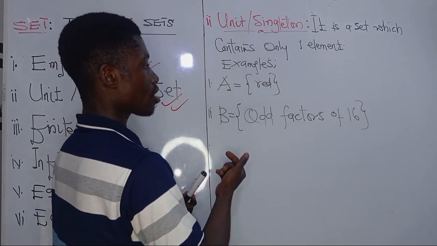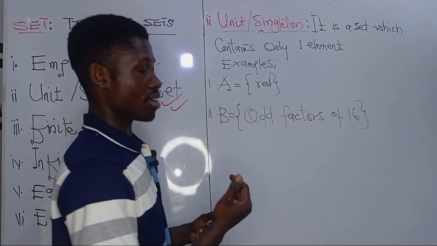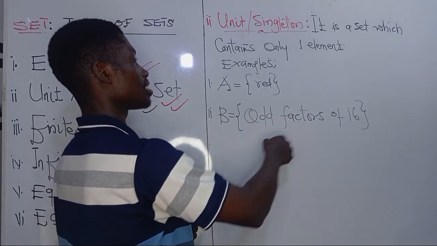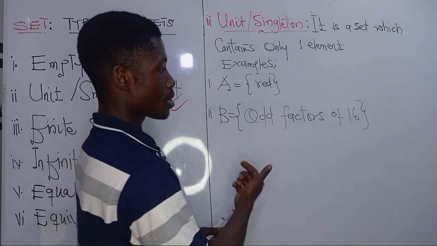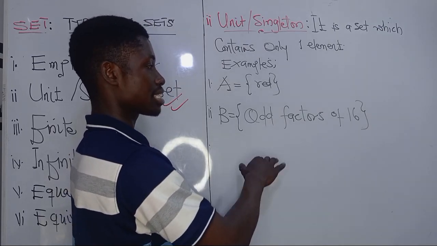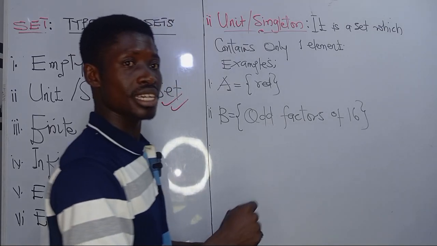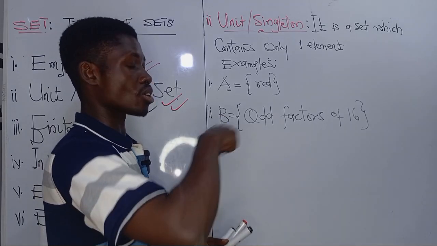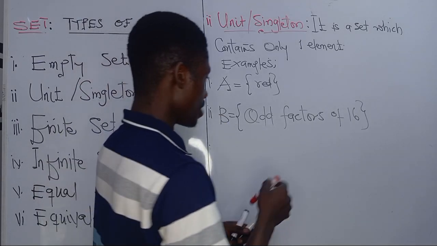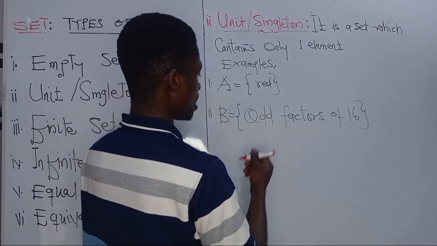So you also have odd factors of 16. This set is what? A unit set. Because if you are to list the factors of 16 and keep only the odd ones, we are going to get only one element. So if you care to know, let's list the elements and then see.